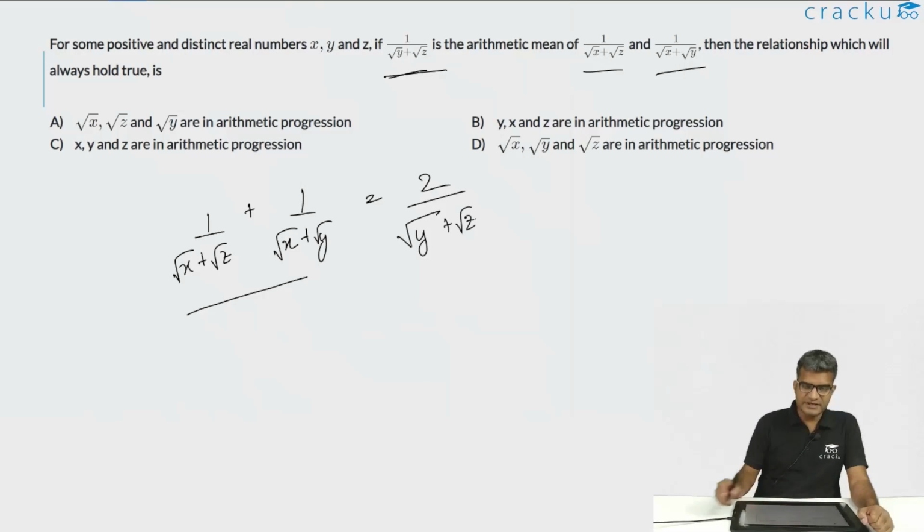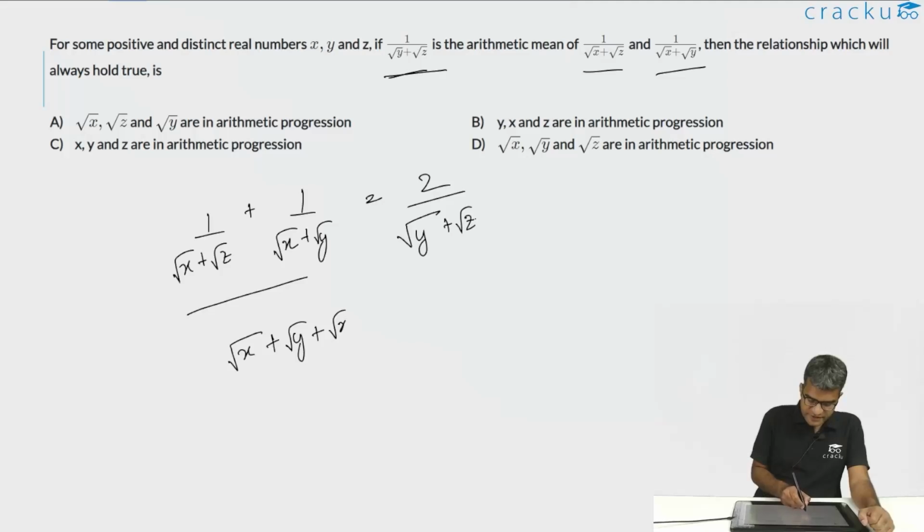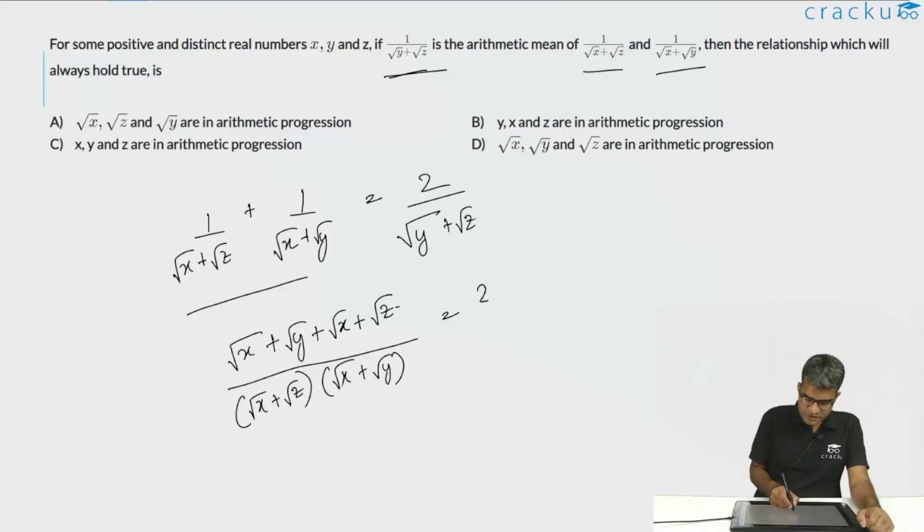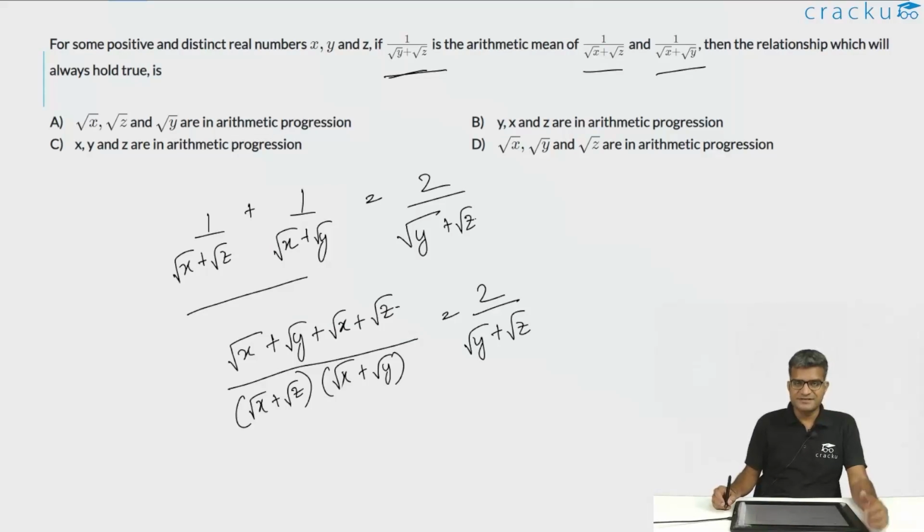If you are simplifying the left hand side, this is equal to square root of x plus square root of y plus square root of x plus square root of z divided by square root of x plus square root of z into square root of x plus square root of y is equal to 2 by square root of y plus square root of z. This seems very complicated, which involves a lot of square roots, but if you just cross multiply and simplify, you will get a fairly simple equation. How do we get that?